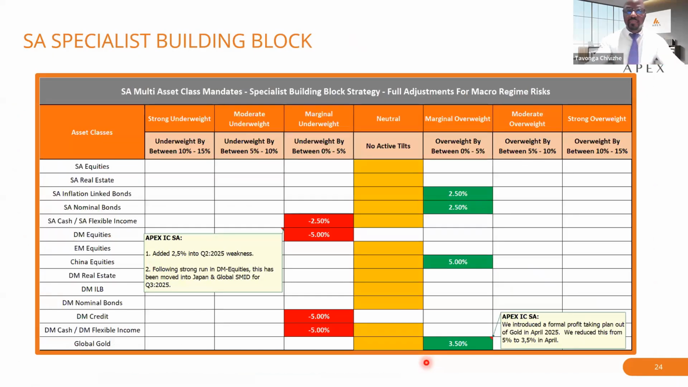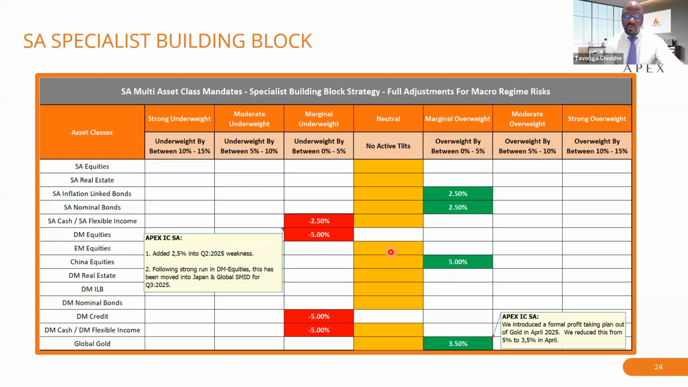Put it in a visual picture. Neutral SA equities, we don't want to be underweight or overweight. Neutral property, same story. A little bit of greed on SA IOBs and nominals because of juicy real rates, and that is obviously being funded by cash or your lower duration risk. Also partially being funded by DM equities. I did talk about how we locked in some of the profits and transferred them straight to South African bonds.